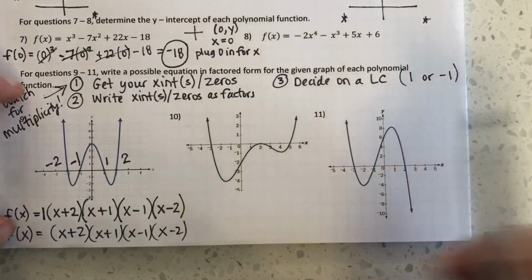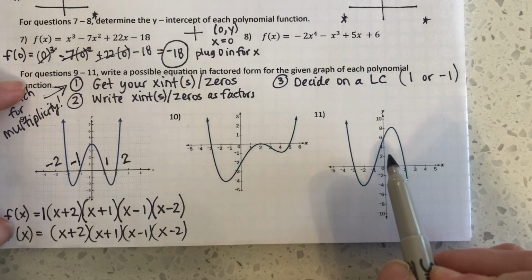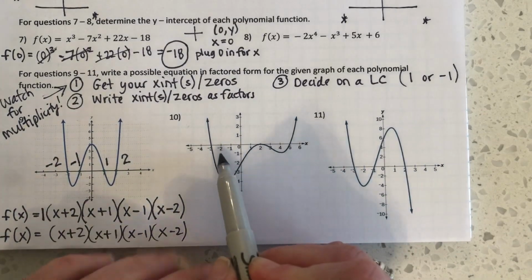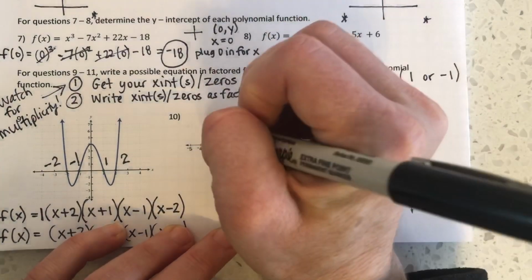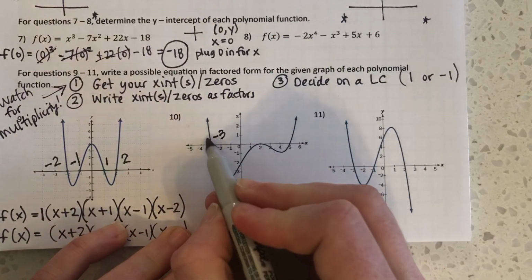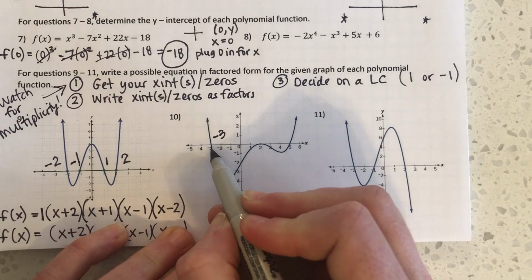All right, I'm going to do number 10 with you, and then I'm going to leave number 11 for you to do. All right, so again, let's see who our zeros are. I crossed the x-axis at -3, and it went straight through. So that's a single one, right? It's not squared or anything like that.